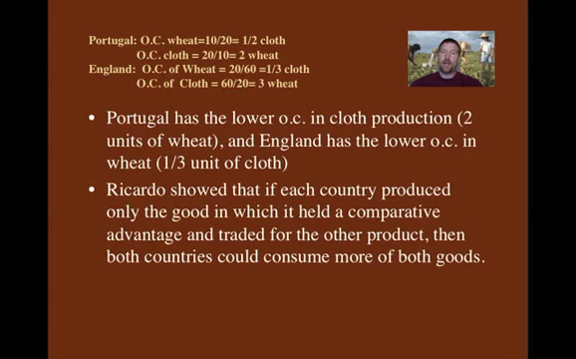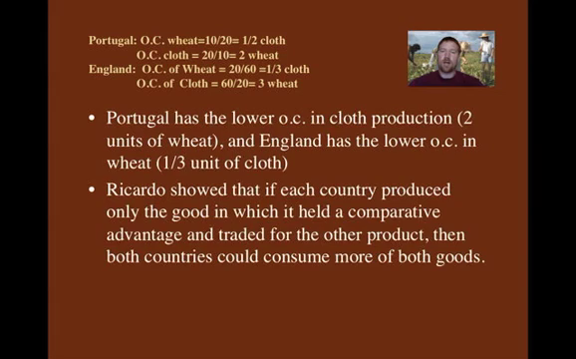So what the heck does that all mean? Well, let's take a look here. We found the opportunity cost of cloth and wheat for both Portugal and England. If we look at this, then we can say, okay, looking at wheat, if I produce wheat, Portugal gives up half a unit of cloth. England, on the other hand, only gives up a third unit of cloth. So who gives up the least amount? Well, it's England. And so England can produce wheat because they only give up a third unit of cloth.